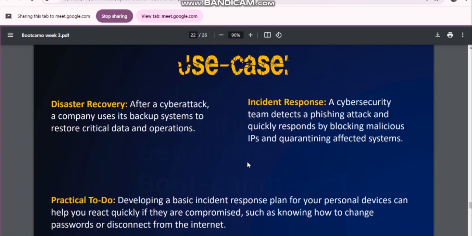Okay. So incident response: the cybersecurity team detects a phishing attack and quickly responds by blocking malicious IPs and quarantining affected systems. A practical thing to do is developing a basic incident response plan for your personal devices, which can help you react quickly if you are compromised, such as knowing how to change your password, disconnect from the internet, call your internet service providers, or even block your emails, etc. In case of stuff, I'm talking about physical stuff.